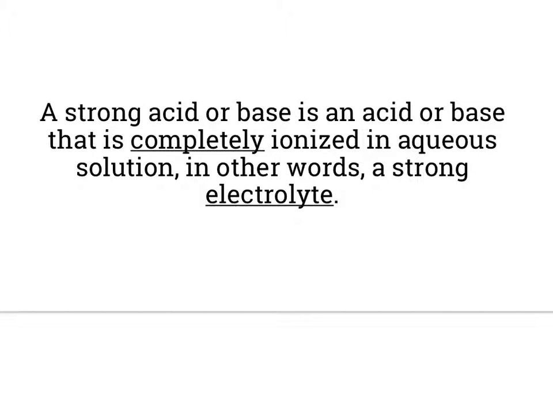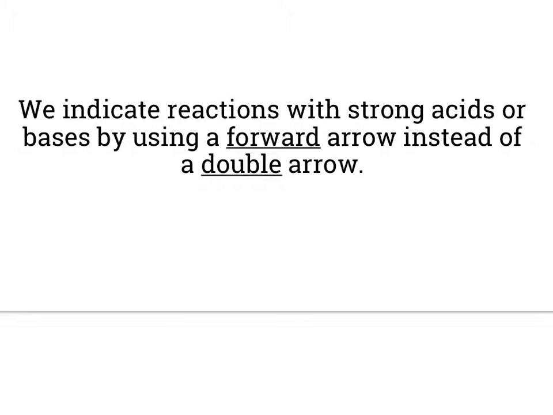So a strong acid or base is an acid or base that is completely ionized in solution. In other words, a strong electrolyte. We just learned about these. So if we have a strong acid, that means it's a strong electrolyte. Vice versa, if we have a strong electrolyte and we know it's an acid, then it's a strong acid. We indicate reactions with strong acids by using a forward arrow instead of a double arrow.